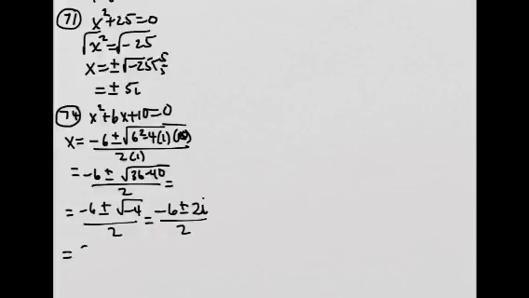And then I'm going to factor out a 2 from the numerator so that I can get rid of the denominator. So I can reduce it by 2 over 2, which is 1. And so the answer is negative 3 plus or minus i.